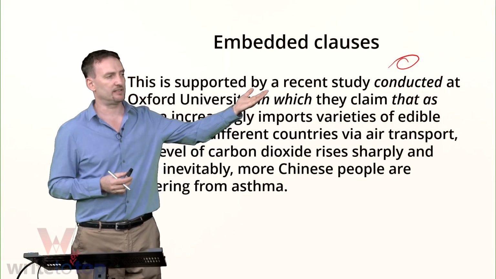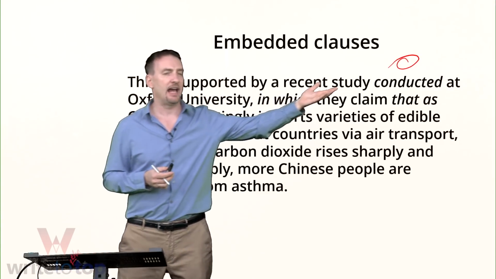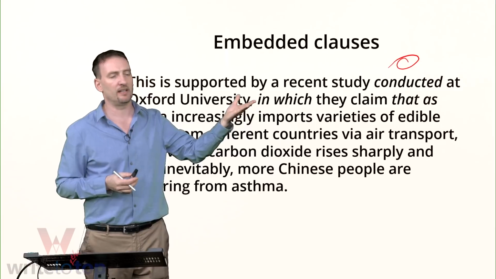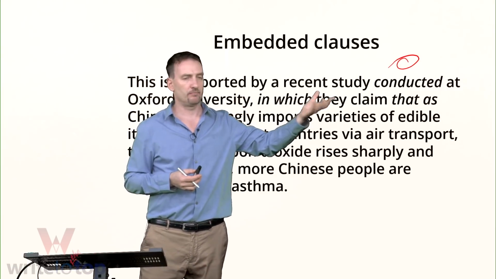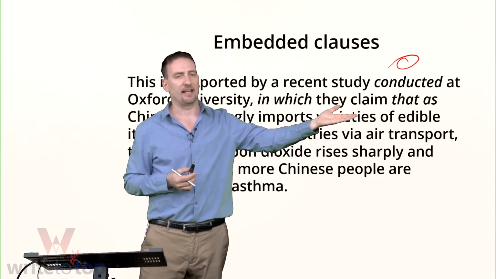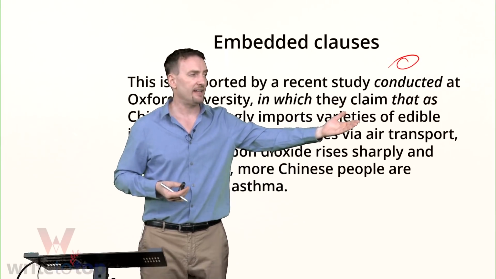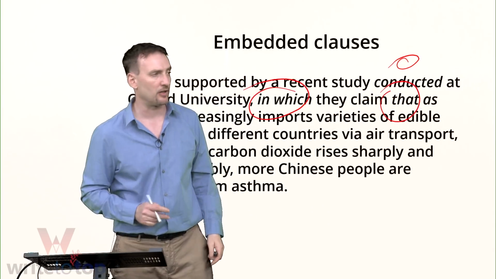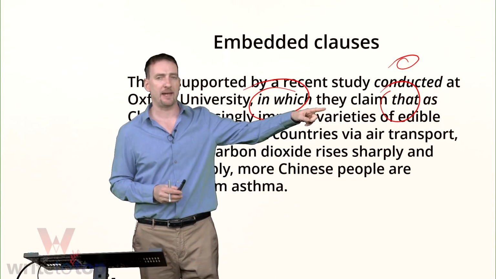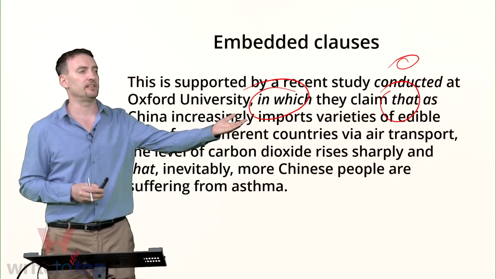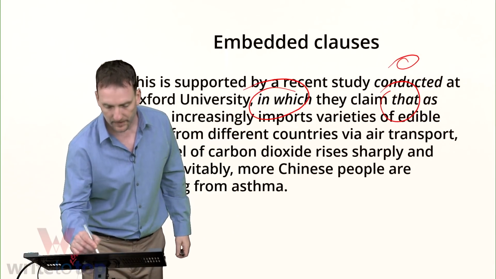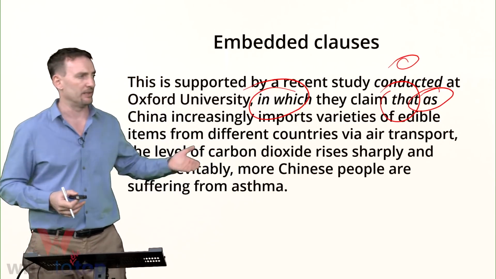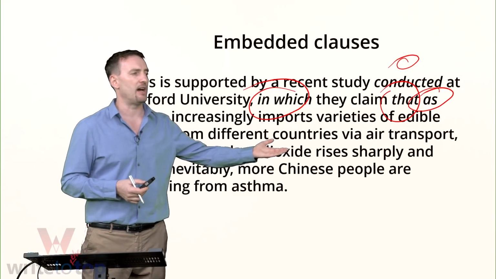In which, okay, a recent study and the identifying adjective clause, so it's all part of the noun phrase, in which, so in this study, we're beginning an adjective clause. They claim, the people who conducted the study, obviously, that. Now they claim what? That, beginning a noun clause, so we had an adjective clause here, we're starting a noun clause here. Noun clause object to the verb claim. As China increasingly imports. So as is also a conjunction, an adverb conjunction, that as something happens, something else will happen. From different countries, the level of carbon dioxide rises sharply.